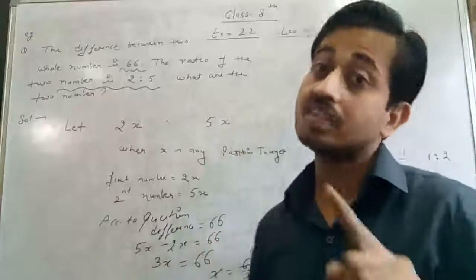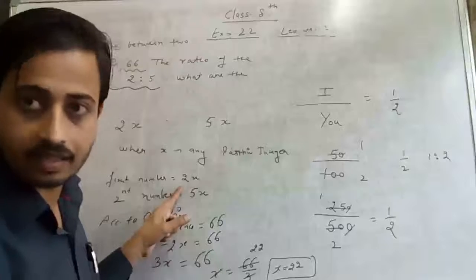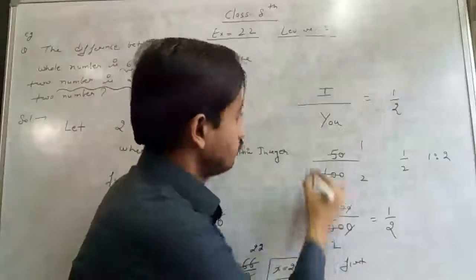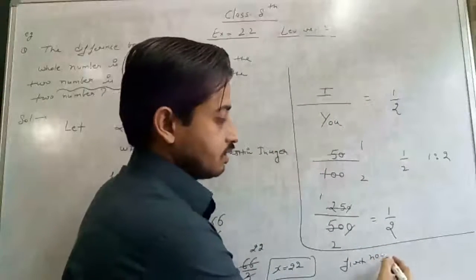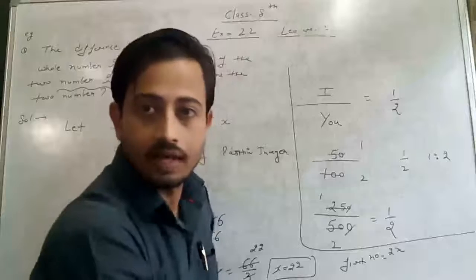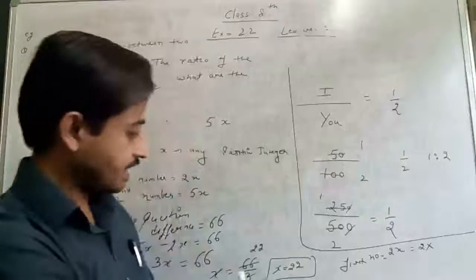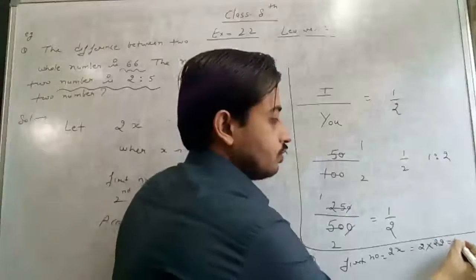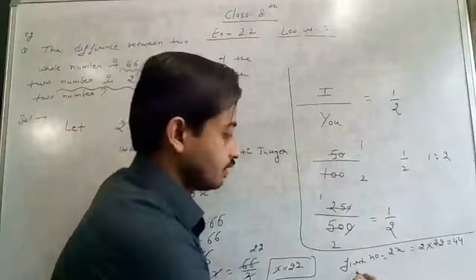So the value of x we got is 22. Now what's the number? Our first number is 2x. 2x indicates 2 multiplied by x, and x is 22. So 2 into 22, which is equal to 44. This one is your first number.